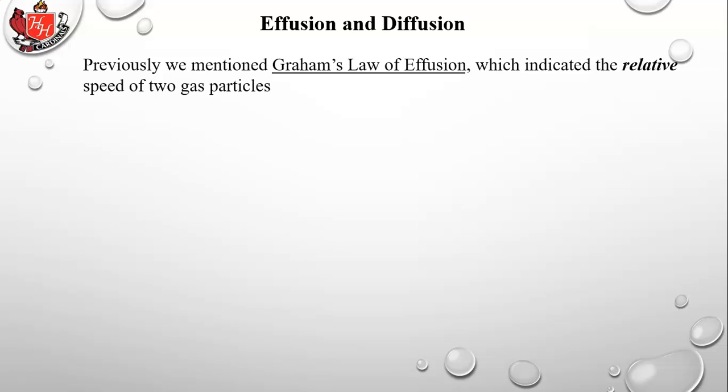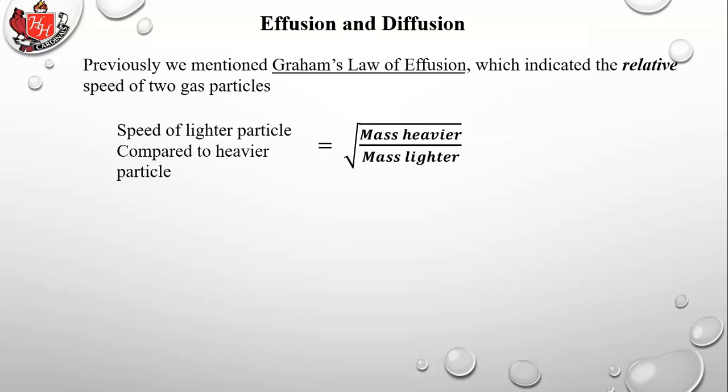So previously we mentioned Graham's law of effusion, which indicated the relative speeds of two particles. So the speed of the lighter particle compared to the heavier particle is mass of heavier over mass of lighter, and then you take the square root. In our example in the previous video, the mass of the heavier was 8, the mass of the lighter was 2. So 8 divided by 2 is 4. You take the square root of 4, you get 2. That means the lighter particle is moving twice as fast. It doesn't tell you how many meters per second it's moving, how fast it's moving. It just tells you it's moving twice as fast as the heavier.